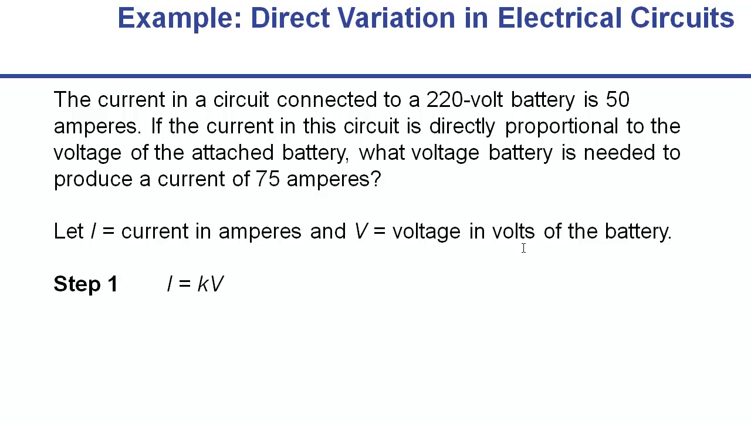Here's another example with a word problem. The current in a circuit connected to a 220 volt battery is 50 amps. If the current in the circuit is directly proportional, see there's that key word, directly, to the voltage of the attached battery, what voltage battery is needed to produce a current of 75 amps? Okay, so I decided to let I equal the current. You're thinking, why isn't it C? Well, in electrical engineering, they use I for current and V for voltage. And so instead of our generic y equals k times x, we're just using I and V.